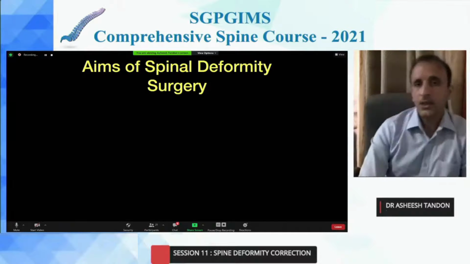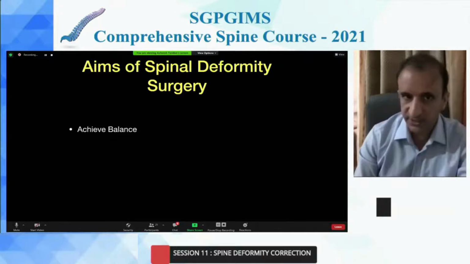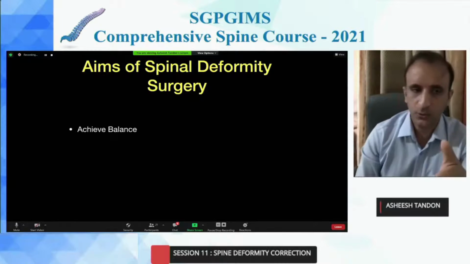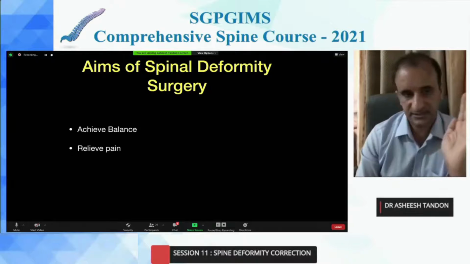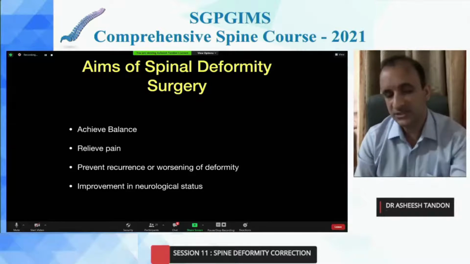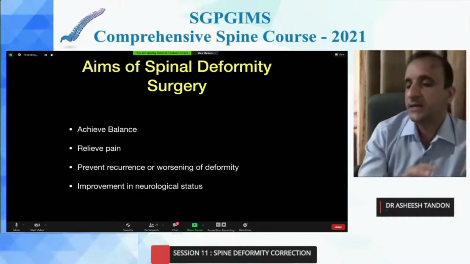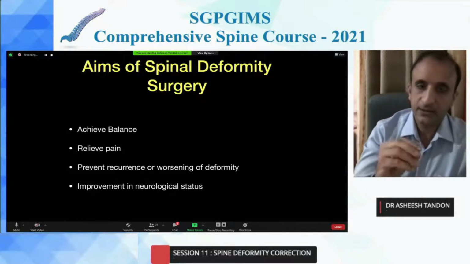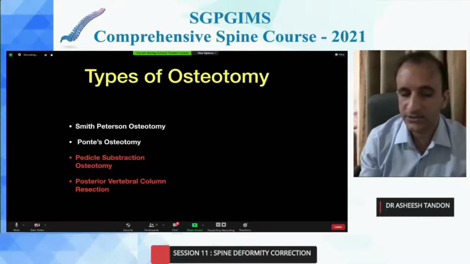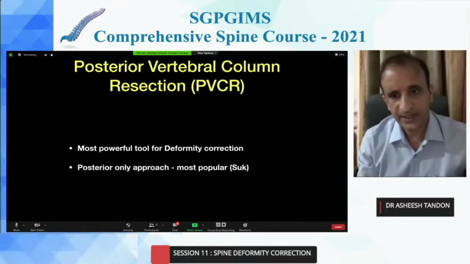Now, coming to the aims of spinal deformity surgery, especially kyphosis, which is very true even for scoliosis, you have to achieve balance, relieve the pain of the patient, and then prevent recurrence or worsening of deformity. Obviously, all these three need to be taken care of, but not at the expense of any deterioration in neurological status. These are the various types of osteotomies and not part of my lecture.